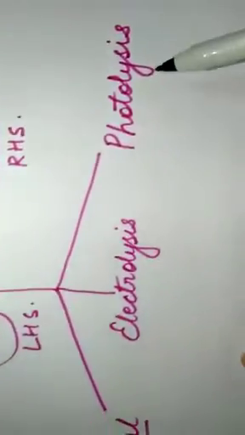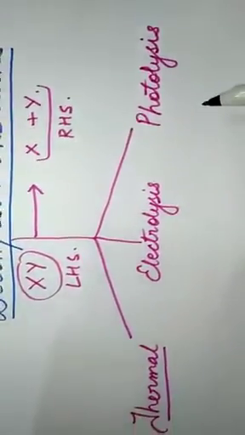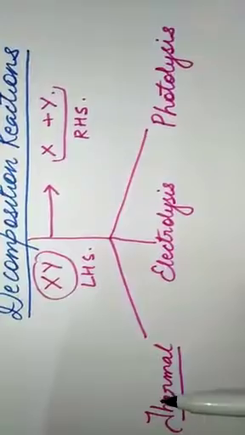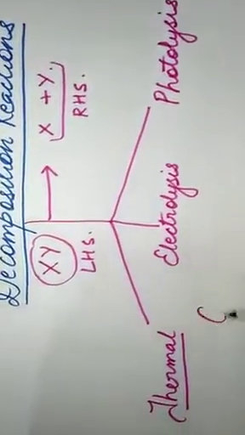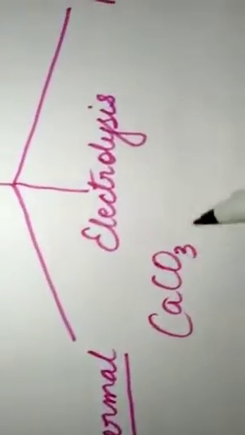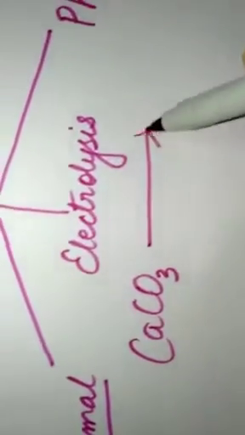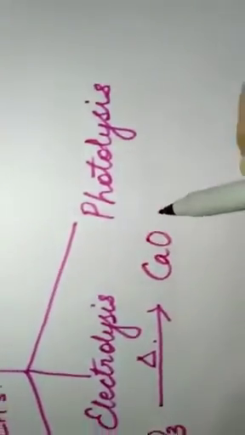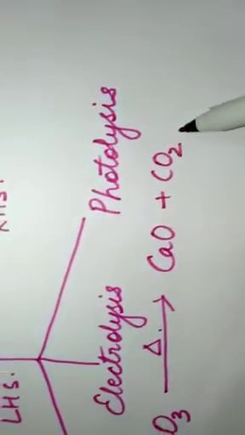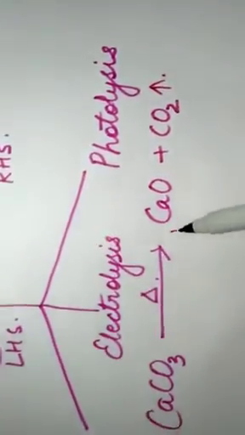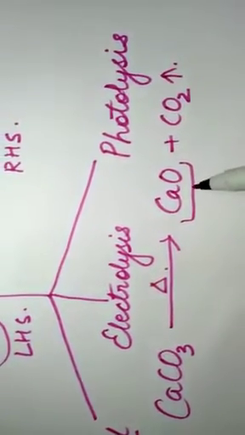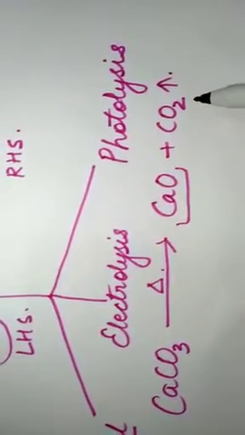These are the three types of decomposition reactions. We'll take them one by one. First, let us study about thermal decomposition. Now, if I heat calcium carbonate, CaCO3, I will get calcium oxide plus carbon dioxide gas is evolved. Common name of calcium oxide is quicklime. So, on heating calcium carbonate, we get calcium oxide, and carbon dioxide gas is evolved.